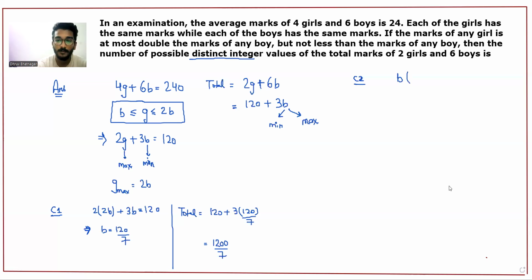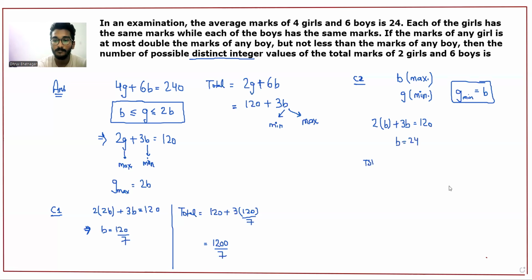Similarly, case 2 is when b is maximum, then g must be minimum. And the minimum value of g is equal to b itself. So if I substitute it again in the same equation, I'll get this one, and b equals 24. So the total marks here are 120 plus 3 into 24, that is 192.